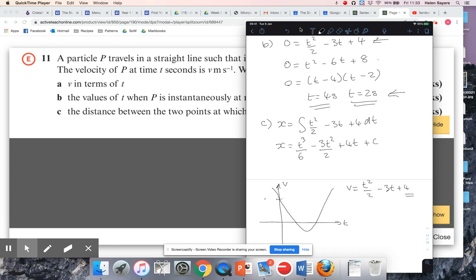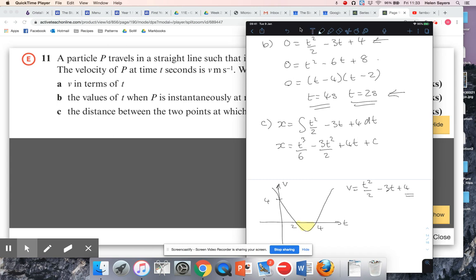Okay, so I've got y-intercept of 4, and then I've got x-intercepts of 2 and 4. Okay, so I know that I'm going to get a negative answer when I find, so the displacement is going to be negative because I can see that area is below the t-axis. So that's absolutely fine.